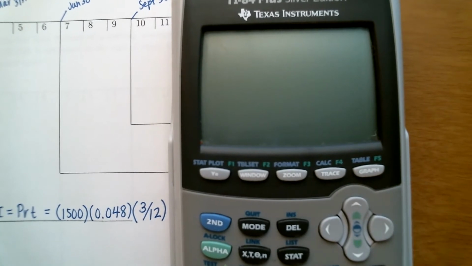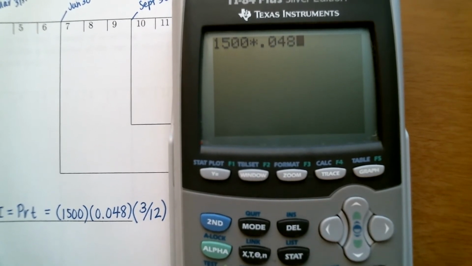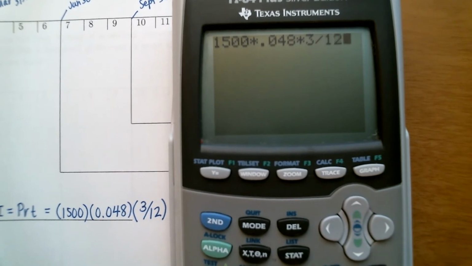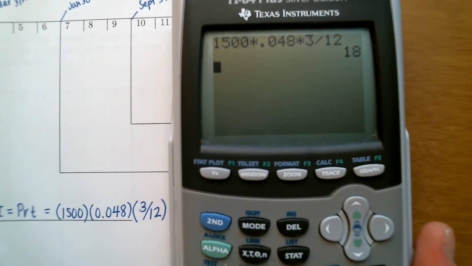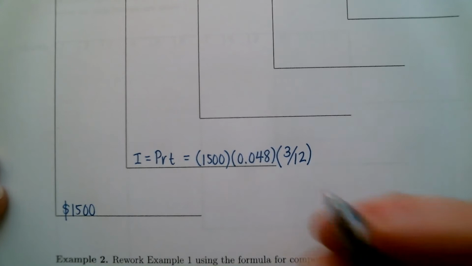So we're going to get 1,500 times 0.048 times 3 over 12, okay? And that's your answer. It comes out to a nice, even $18. That's how much interest you have earned in the first quarter, okay? So we earned $18.